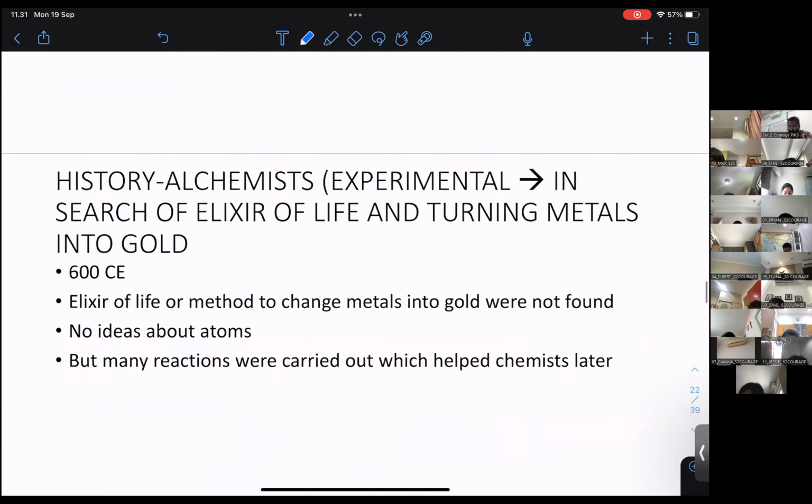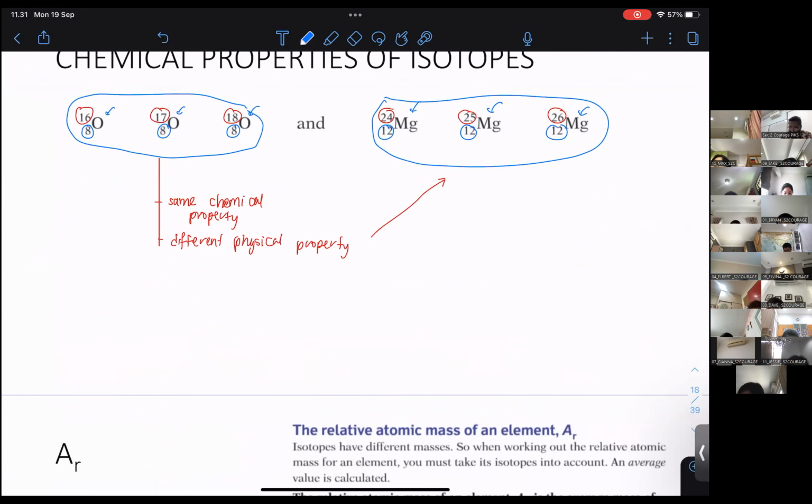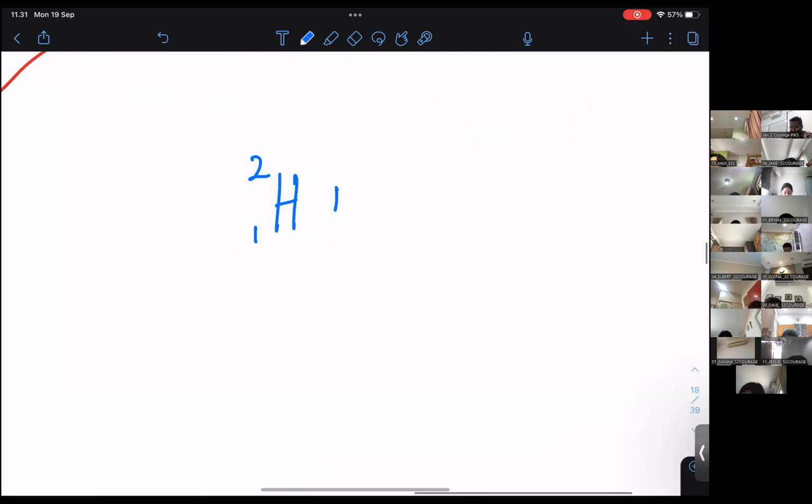Because we normally learn it as a whole number. Let's say for example, if I have hydrogen, I have 1, I have 2. If I just want to find the proton number, proton is 1, electron is the same, neutron is 1. I can find the difference. It's all in round numbers.